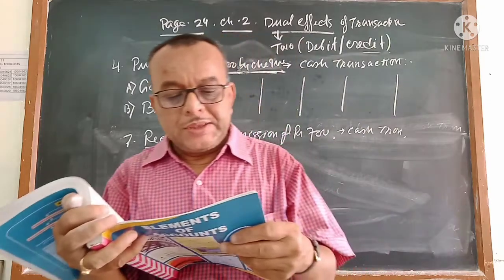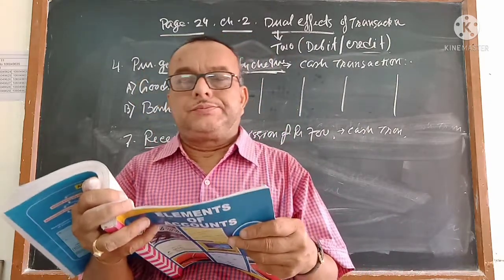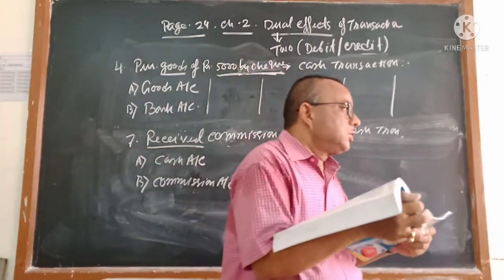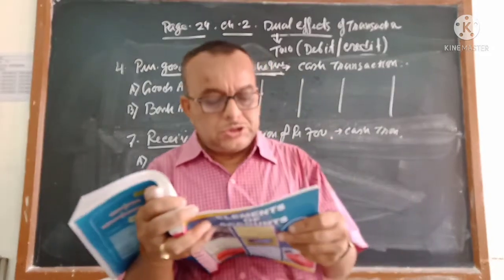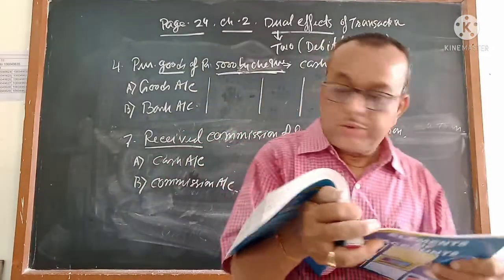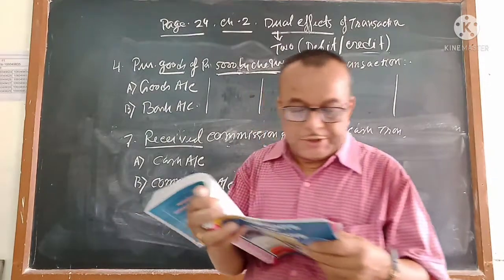Number 5, salary paid of rupees 5000. Cash transactions. One is cash account and the other is salary account. Just now I already told the third point here.